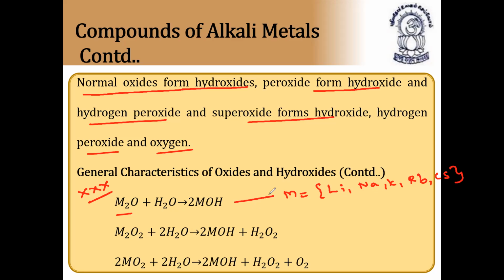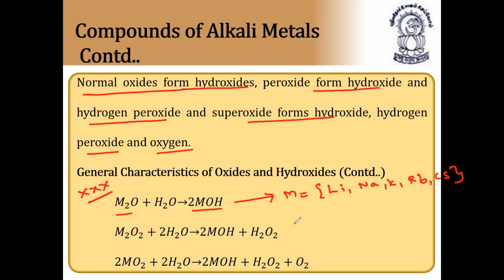So in this case, all will form normal oxides. When you dissolve a normal oxide in water, such as sodium monoxide, lithium monoxide, potassium monoxide, rubidium monoxide, or cesium monoxide, it forms the respective hydroxide: lithium hydroxide, sodium hydroxide, potassium hydroxide, rubidium hydroxide, as well as cesium hydroxide.